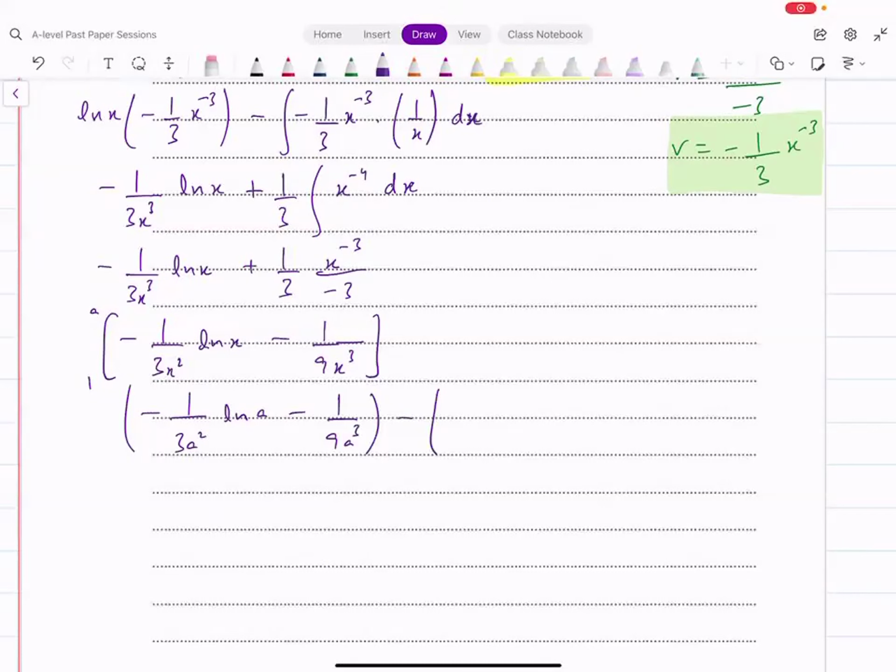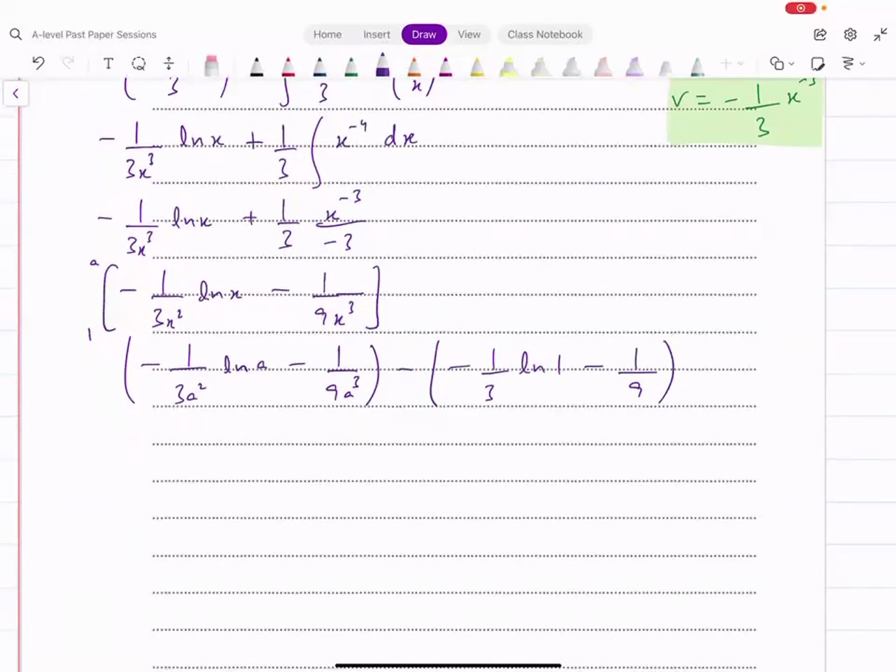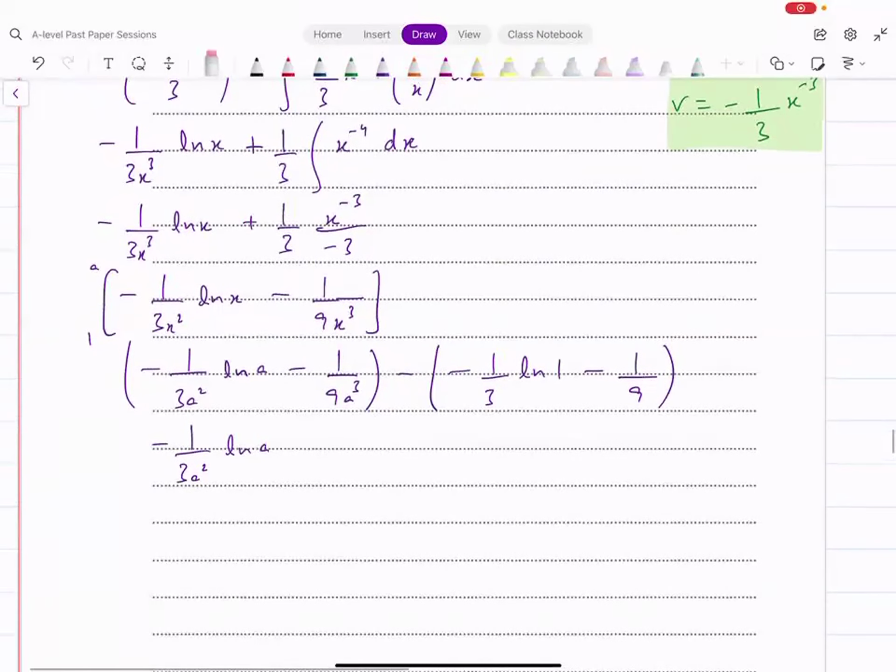Subtract from that the case when you input 1, that gives you minus 1 over 3 into ln of 1 वो 0 हो जाएगा. minus 1 over 9. And now you simplify this thing. That's going to give you minus 1 over 3a square into ln of a. Was it 3a square or cube? Okay, I'm sorry. This was actually supposed to be a cube here. यहाँ पे ऊपर से cube चला रहा था. I changed that to square. Yeah, minus 1 over 9a cube.